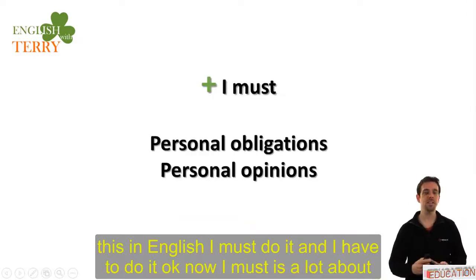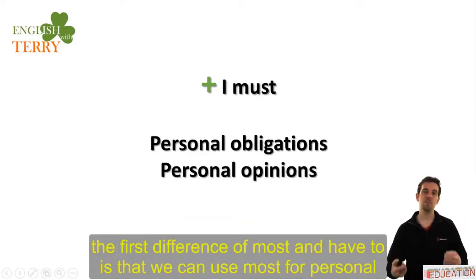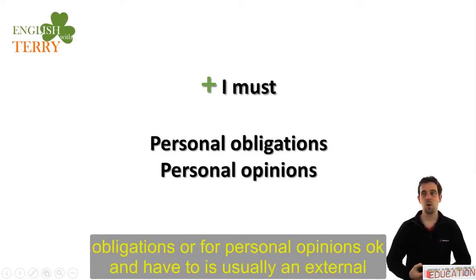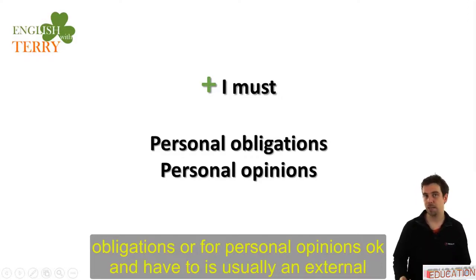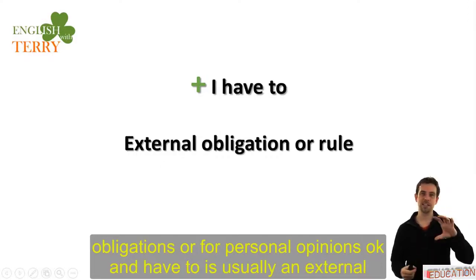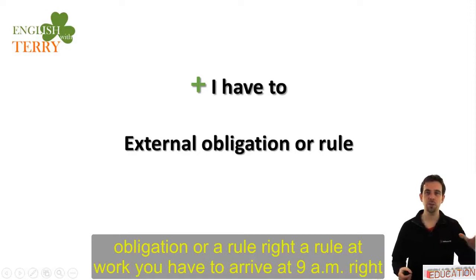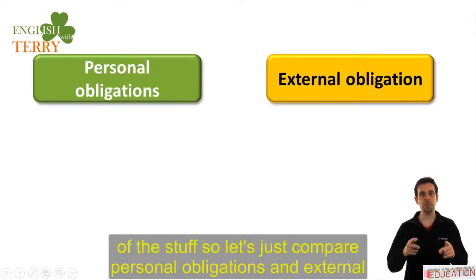Now, the first difference between must and have to is that we can use must for personal obligations or for personal opinions, okay? And have to is usually an external obligation or a rule, right? A rule at work. You have to arrive at 9 a.m., right? This stuff. So let's just compare personal obligations and external obligations.